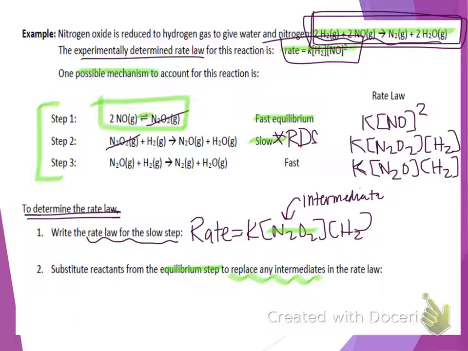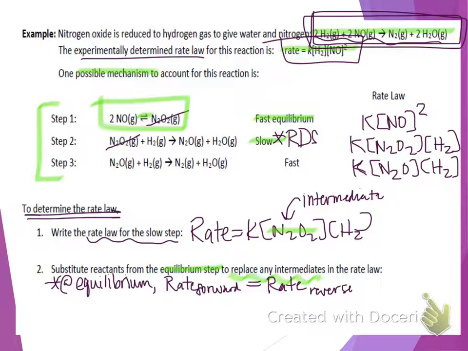Remember, at equilibrium, the rate forward equals the rate reverse. Since that is the case, we can set the rate law for the forward reaction equal to the rate law for the reverse reaction. We already wrote the rate law for our forward reaction in step 1, so that's just our rate constant times the NO squared. We need the rate law for our reverse, which will be the rate constant times the N2O2.